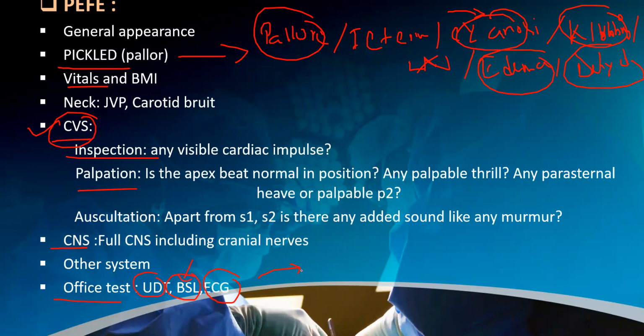What are the other office tests that we can ask? If it's a pregnant patient, or if you think that it's a pregnant patient, you can do a pregnancy test, which is a urine pregnancy test. That's a bedside office test. Sometimes in asthma or COPD, you might need to know the spirometry. So spirometry is an office test.